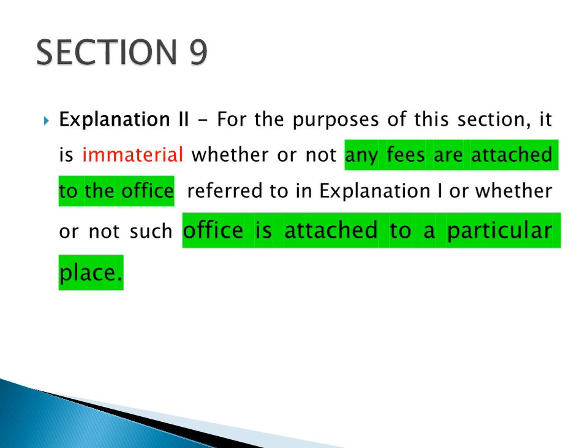Explanation 2 says, for the purposes of this section, it is immaterial whether or not any fees are attached to the office referred to in Explanation 1 or whether or not such office is attached to a particular place. So it is clear from Explanation 2 that it is immaterial whether or not any fees had been attached to an office or such an office was attached to a particular place or not. We will enumerate some examples of suits of civil nature and suits not of civil nature so we can understand the topic better.